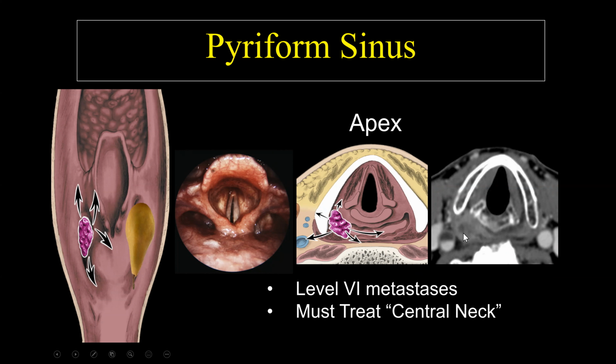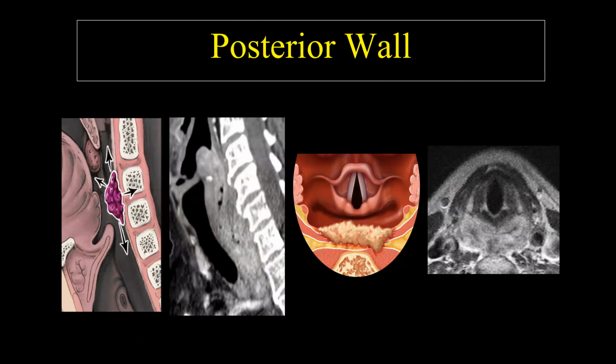Because if you have tumors that involve the apex of the piriform sinus, this increases the risk of level 6 metastases. As a result, the surgeon, if the patient elects to be operated, must do a central neck dissection, or if the patient is treated with radiation therapy, they have to account for potential level 6 metastases. And again, we'll talk more about this later.